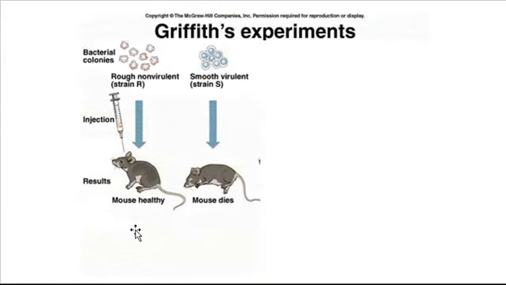On the other hand, he has a different strain of bacteria, what we call here strain S. It's a different type of bacteria. And if you inject that one into a mouse, so here's strain S, inject that into the mouse, and the mouse dies. So 2 different types of bacteria.